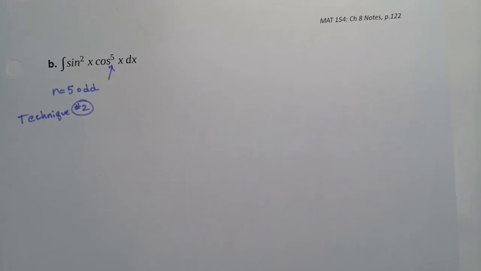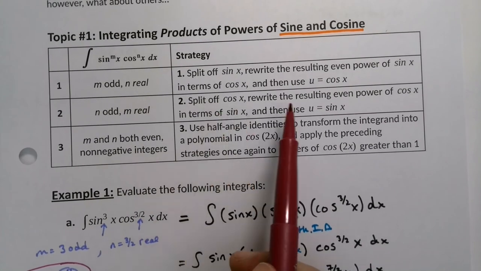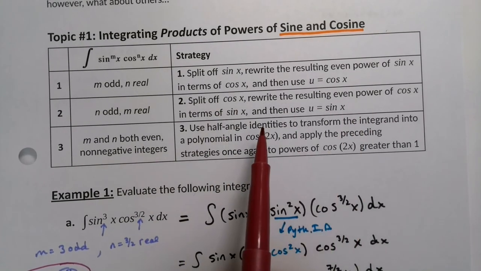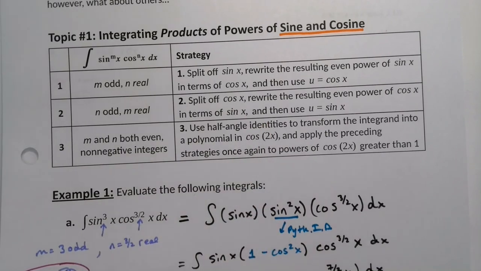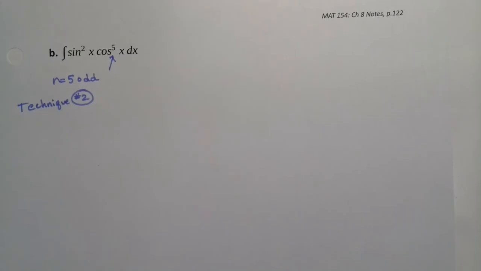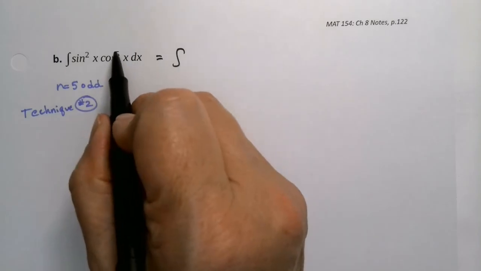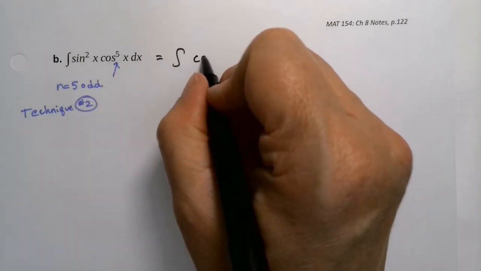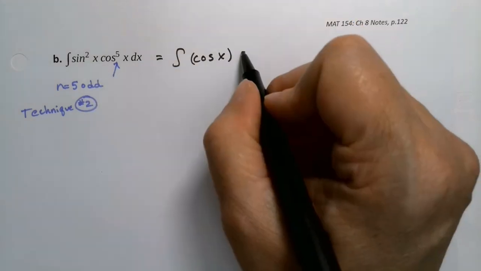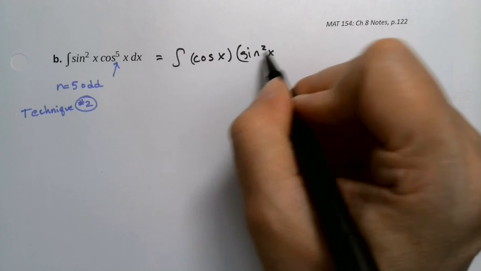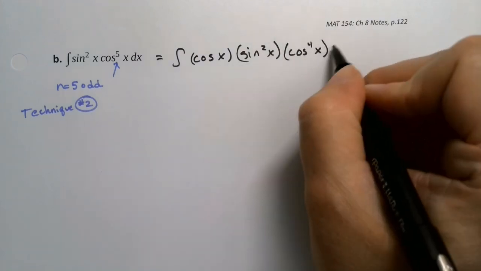Okay, so technique number 2 says split off a cosine of x and rewrite the resulting even power of cosine of x in terms of sine of x, using the Pythagorean identity, and use u equals sine of x. Okay, so let's rewrite this. I'm going to take my cosine to the 5th, and break off a cosine of x. So there's one cosine of x, and then I still have my sine squared of x, and then I have cosine to the 4th of x left over, dx.